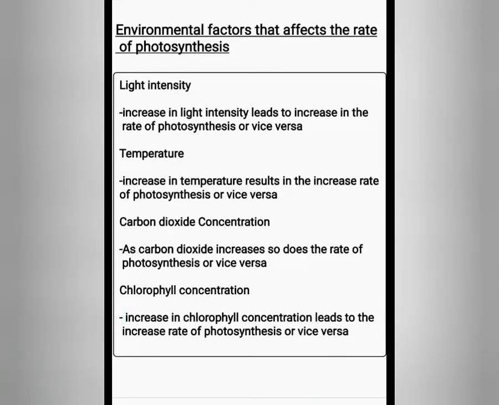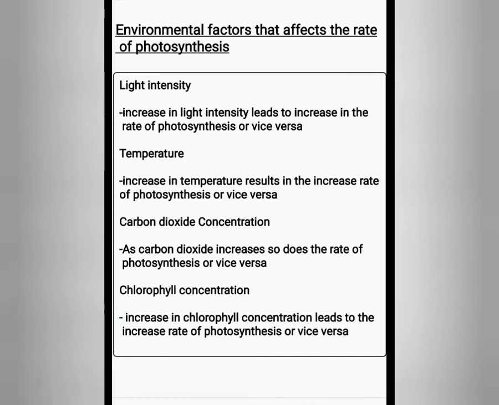So we want to look at the environmental factors that affect the rate of photosynthesis. So we have 4 of them: light intensity, then temperature, carbon dioxide concentration, and chlorophyll concentration. An increase in light intensity leads to an increase in the rate of photosynthesis, or vice versa.